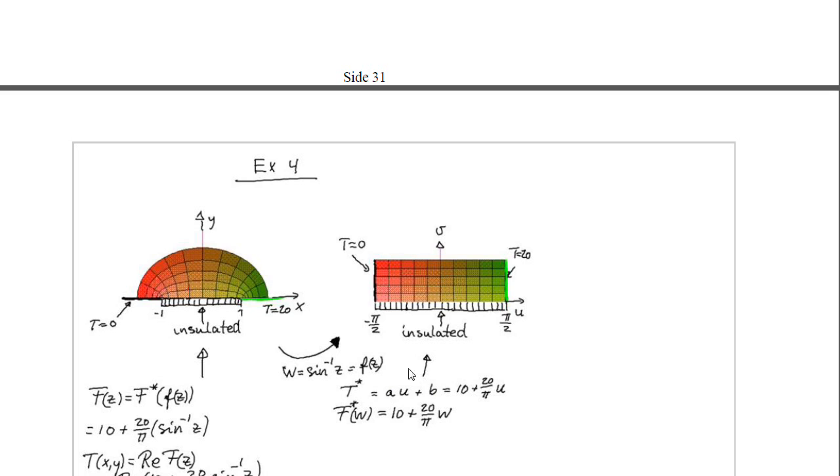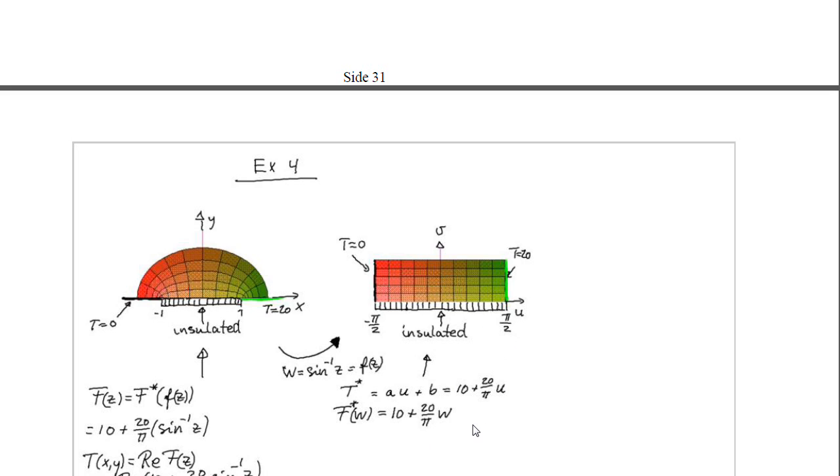The values of a and b are found by inserting the u value minus pi half into this expression, and we know that the temperature is equal to 0 for this u value. And we also know that when u is equal to pi half, the temperature should be equal to 20. So using these two boundary conditions, we are able to find a and b similarly as before, and we obtain that a is just equal to 20 over pi and b is equal to 10. So we obtain this expression for the temperature in this domain.